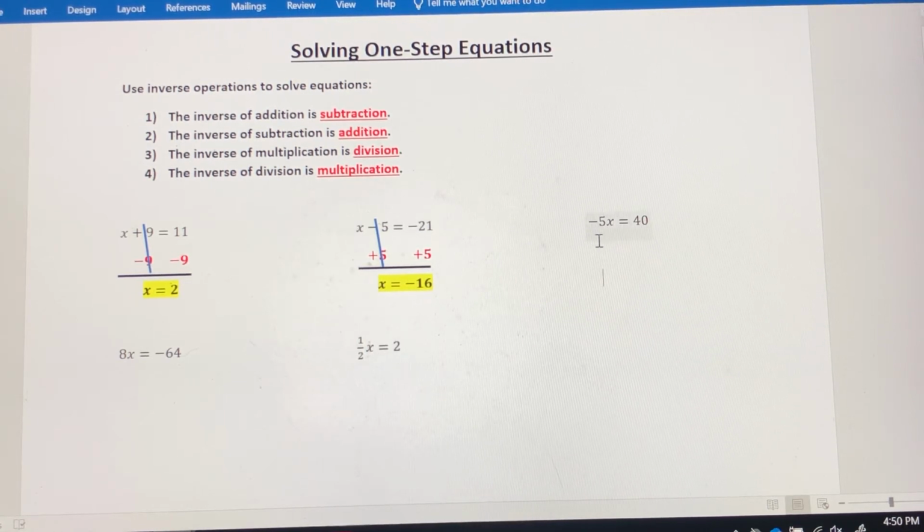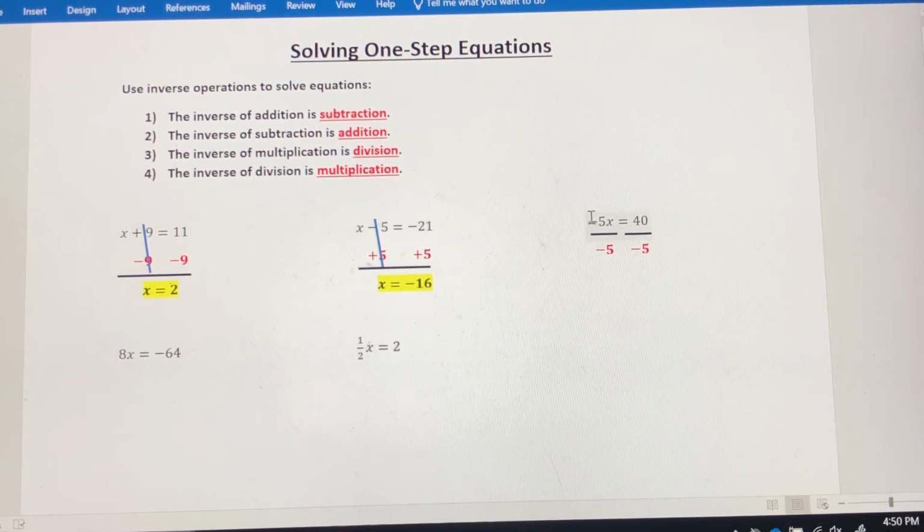Third equation, negative 5 times x. When you see these, a constant, a number here, right beside of a variable, that means there's multiplication happening. So this means negative 5 times x equals 40, okay? So the inverse of multiplication is division. So in order to undo this negative 5 times x to get x by itself, I want to divide both sides by negative 5, okay?